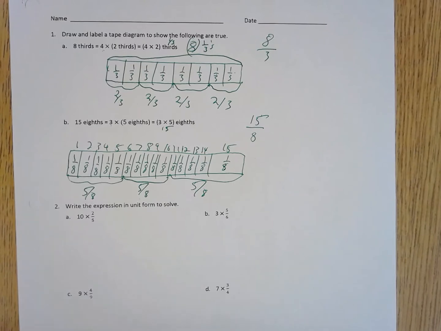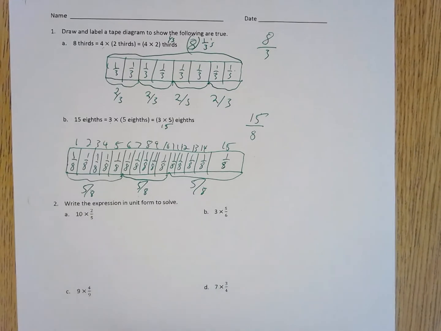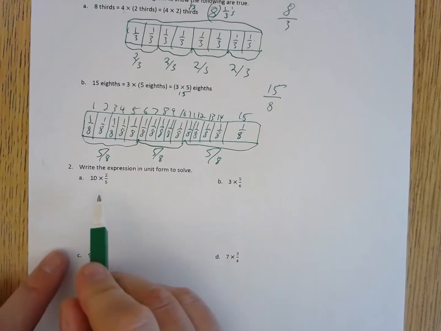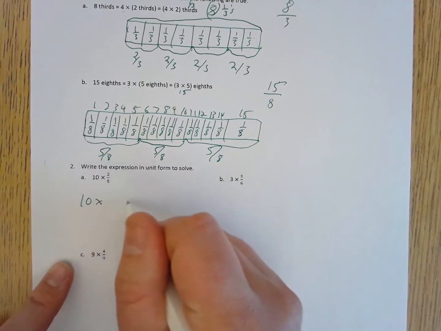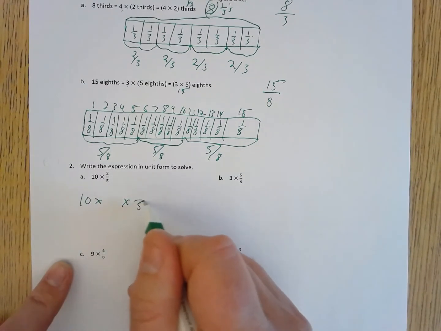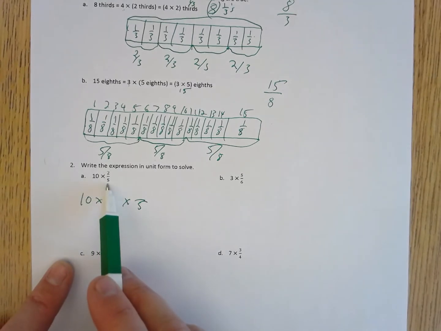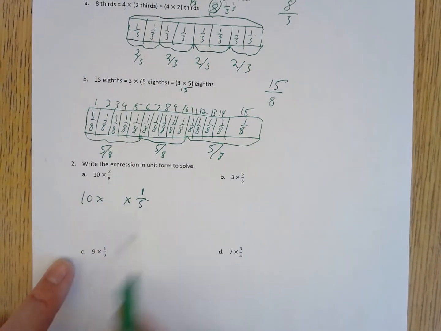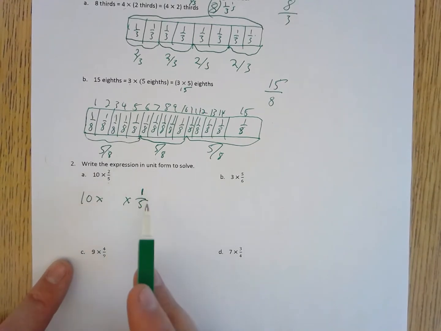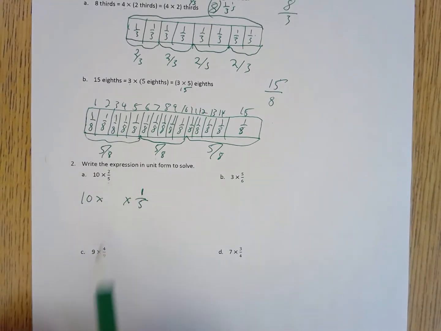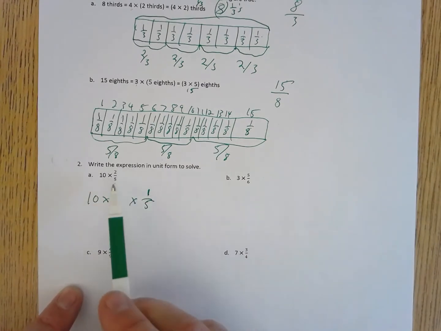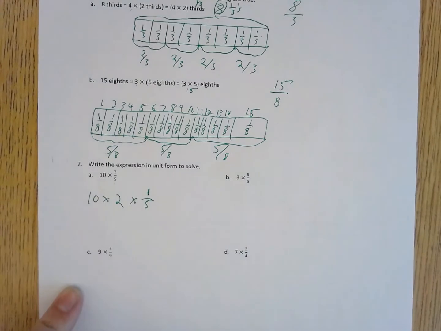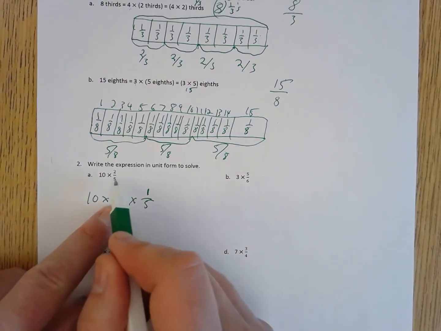Okay, so now write the expression in unit form to solve. So we're given the problem 10 times 2/5. Okay, we need to turn this into unit form. So the fraction part size we're dealing with is fifths, and so we want to be multiplying something by 1/5. A unit fraction is a fraction that has a 1 in the numerator. So what can we multiply 1/5 by to get 2/5? That's going to be 2, because that would be 2 1/5 or 2/5.